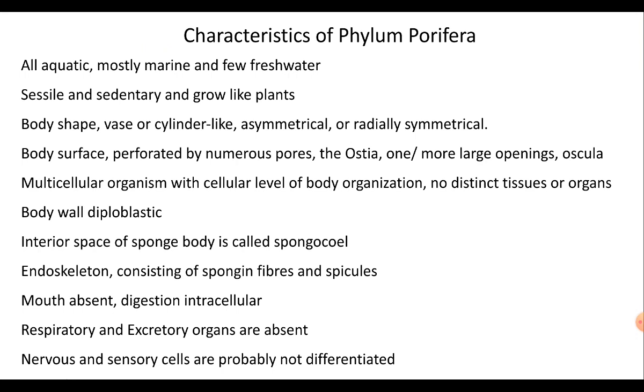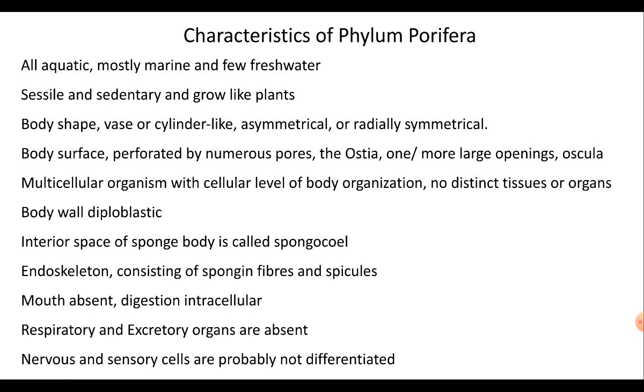The body surface is perforated by numerous pores called ostia through which the water enters into the body, and one or more large openings called oscula by which the water exits from the body. The multicellular organisms with cellular grade of body organization have no distinct tissues or organs. They consist of outer ectoderm and inner endoderm with an intermediate layer of mesenchyme. Therefore, sponges are called diploblastic animals.